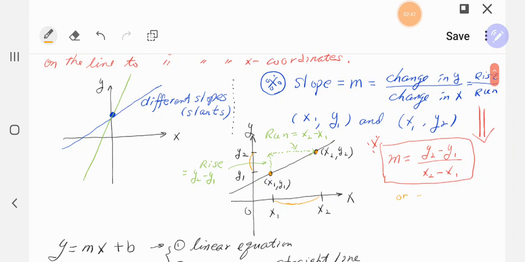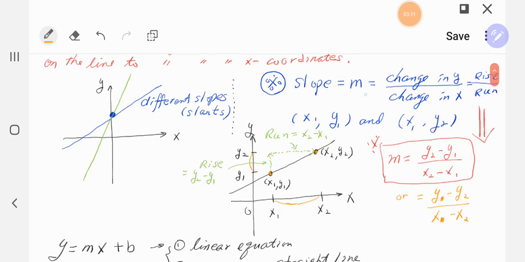Or you can write it like that. You can interchange 1 and 2. So y1 minus y2 over x1 minus x2. This is really important. If we start with the first point, then both y and x must start with the first coordinate. If you're using the second point first, then y2, and the x coordinate must also start with x2. So y2, then x2. y1, then x1. This is a really important concept.